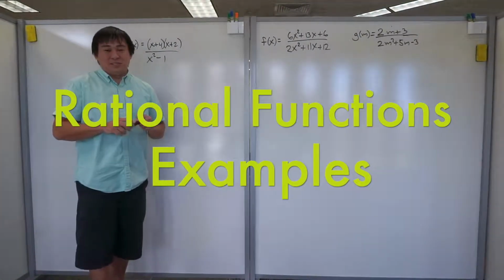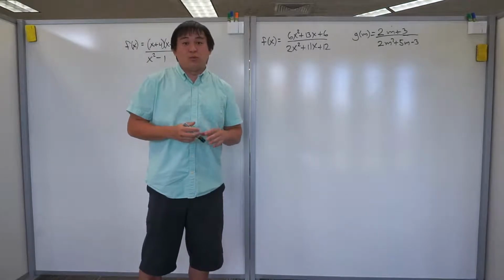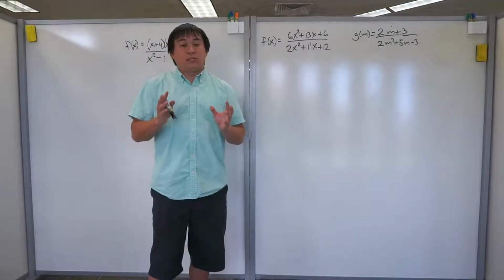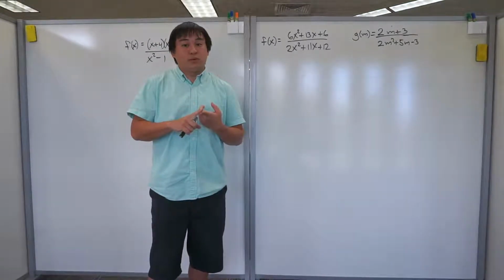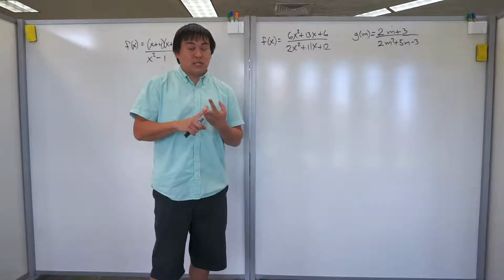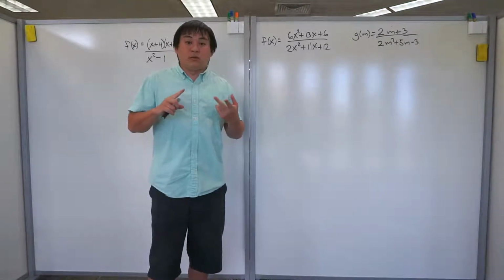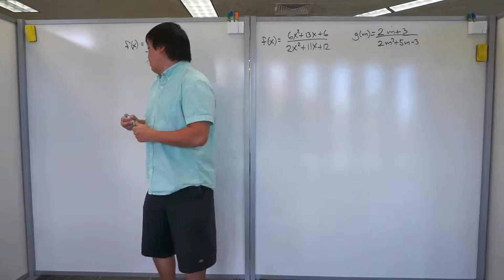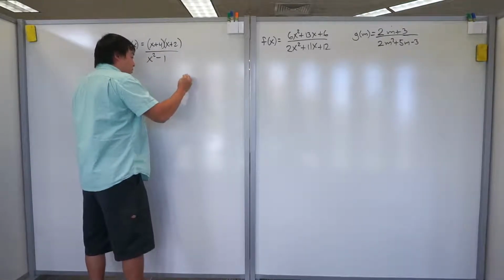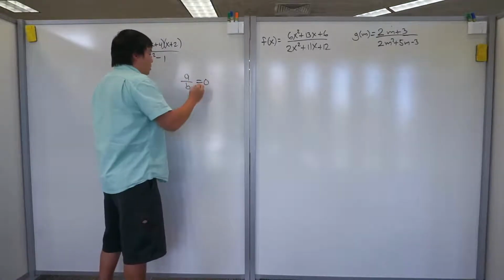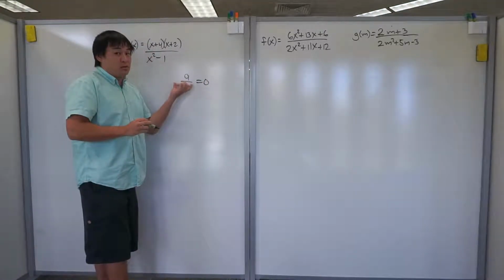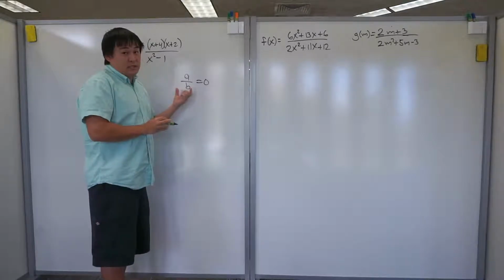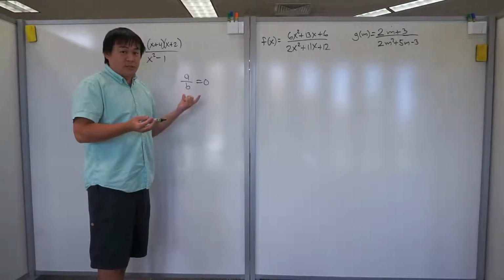Okay, so let's go and do some examples of rational functions. What we want to do is find the roots, the vertical asymptotes, and the holes. First, in order to find the roots of a fraction, a fraction is 0 only when the top is 0. If the bottom is 0, it doesn't work. We can't have division by 0.